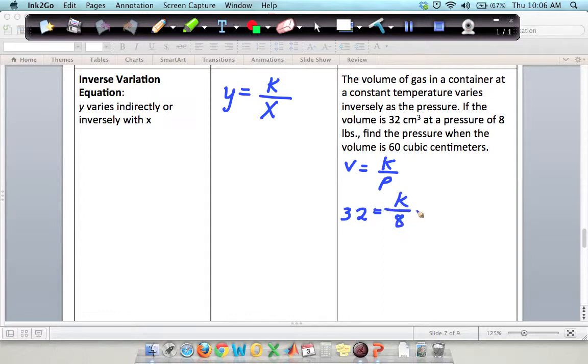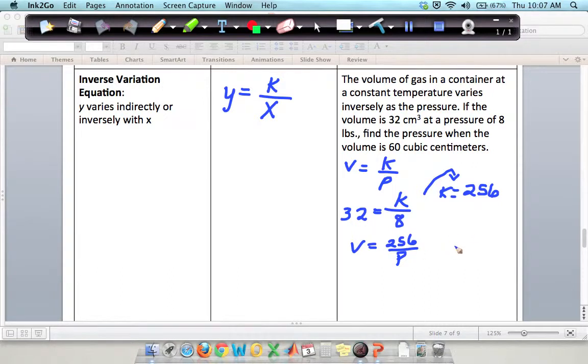Okay, and then I'm going to stop there. I need to find K before I can even look at solving this last part of the problem. So I'm going to multiply both sides by 8 to get K, and we get K equals 256. So my equation is now V equals 256 over P. I now know my constant.